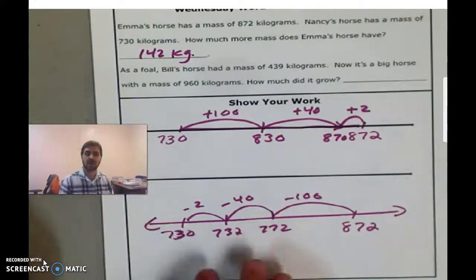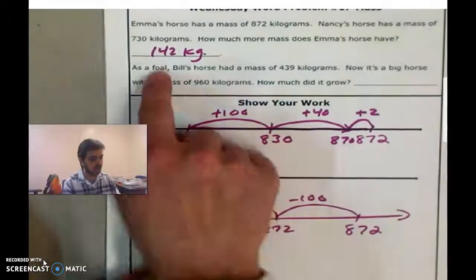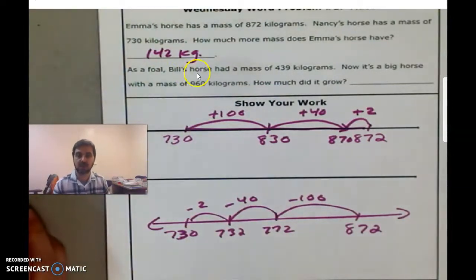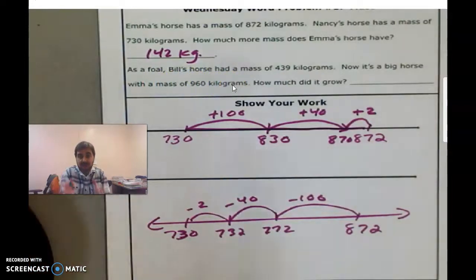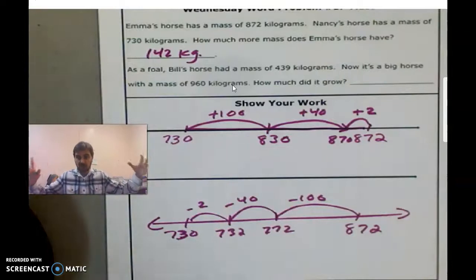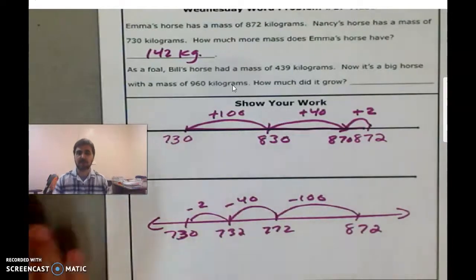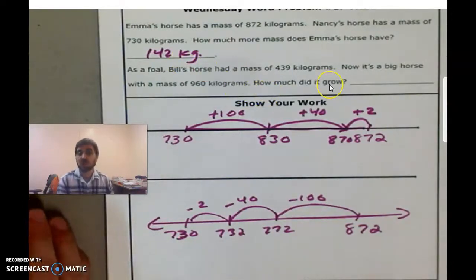All right, so boys and girls, there's one more problem here. It says, a foal is a young horse, like a baby horse, okay? Bill's horse had a mass of 439 kilograms. Now it's a big horse with a mass of 960 kilograms. So as a baby, as a little child horse, it was 439 kilograms. Now it's gotten all the way up to 960. It's almost like doubled in size, more than doubled in size. So the question is, how much did it grow?